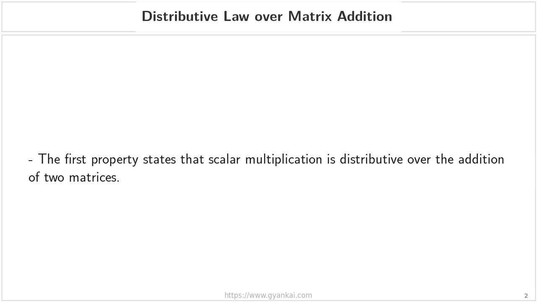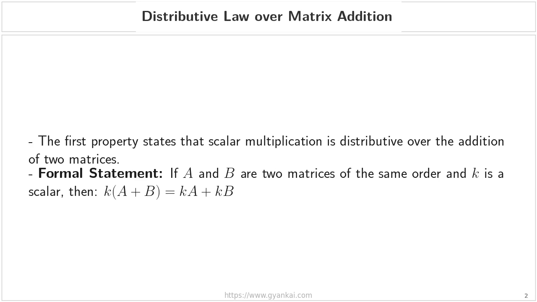Distributive law over matrix addition. Now that we have established the basics of scalar multiplication, let's dive into the specific algebraic properties that govern this operation. Our first focus is the distributive law over matrix addition. To state this formally, if we have two matrices, A and B, which are of the same order, and a scalar k, then k times the quantity A plus B is equal to k times A plus k times B.